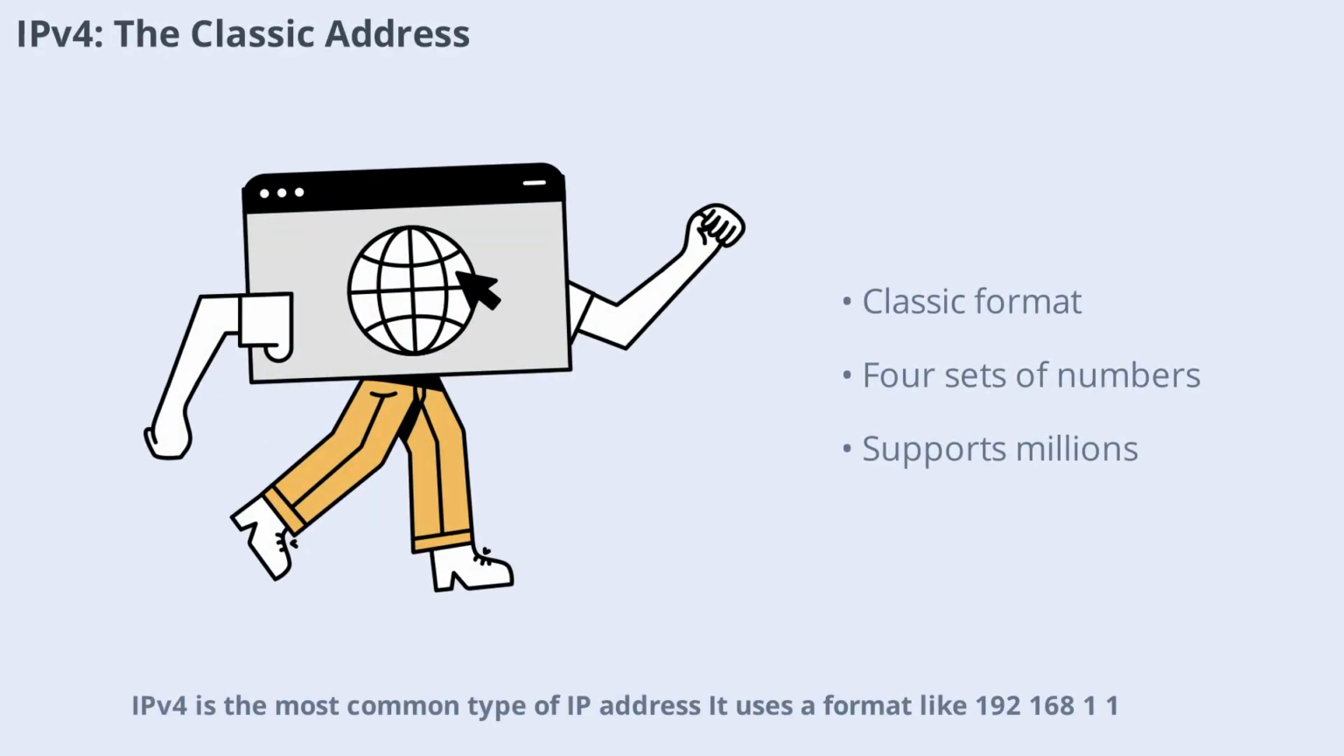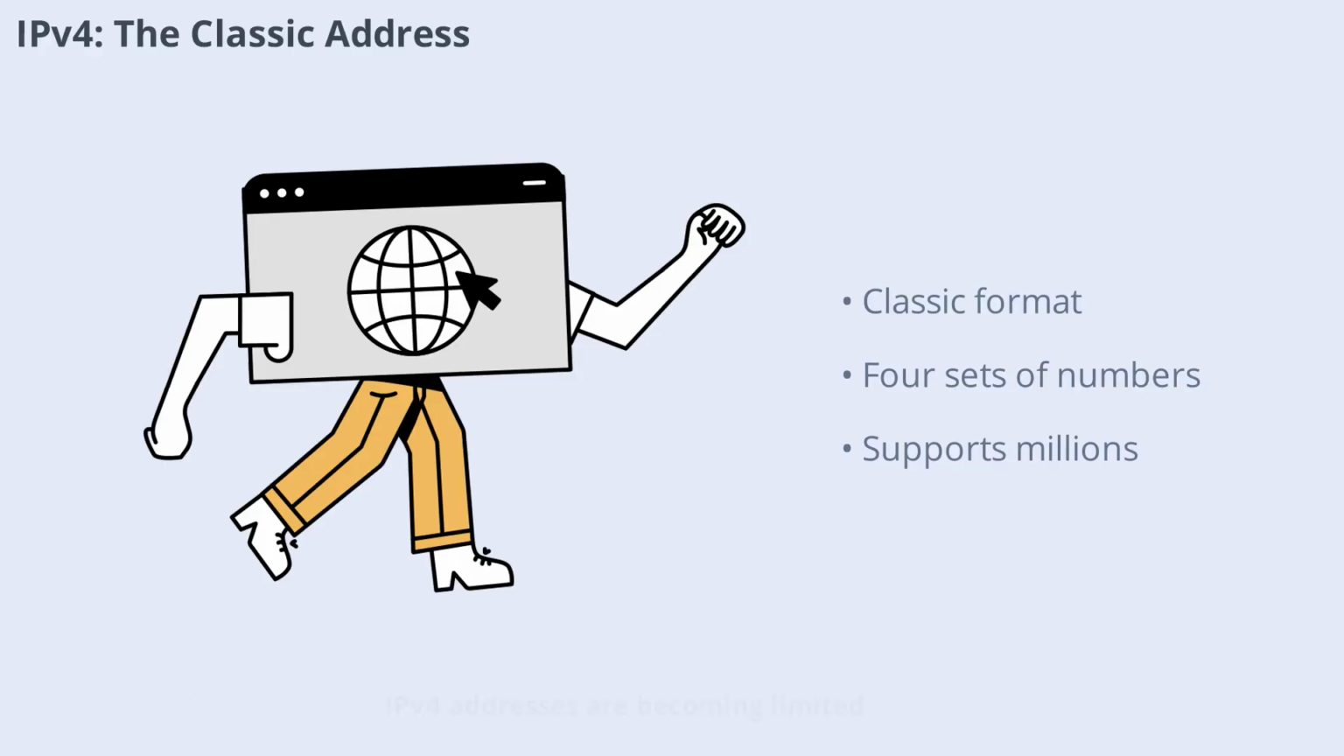IPv4 is the most common type of IP address. It uses a format like 192.168.1.1, consisting of 4 sets of numbers separated by dots. This system has been the backbone of the internet for decades, supporting millions of devices worldwide. However, as the number of devices grows, IPv4 addresses are becoming limited.